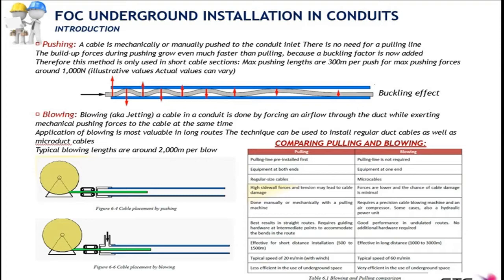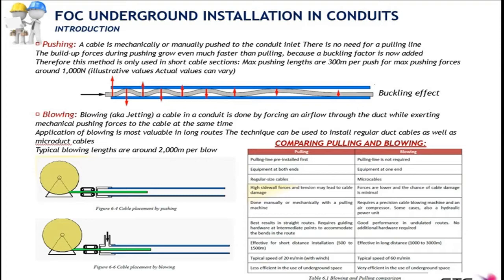In this table here, at the bottom right of your screen, we have a high-level comparison of both installation methods. On the pulling side, left-hand side, we have some requirements, for example, a pulling line pre-installed first, compared to blowing on the right-hand side that does not require pulling lines. So there is some saving, not only in terms of cost, but also in terms of time, because you don't need to install pulling lines.